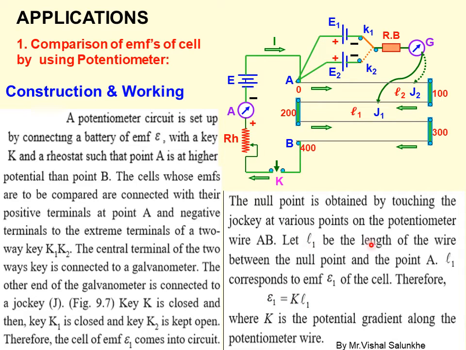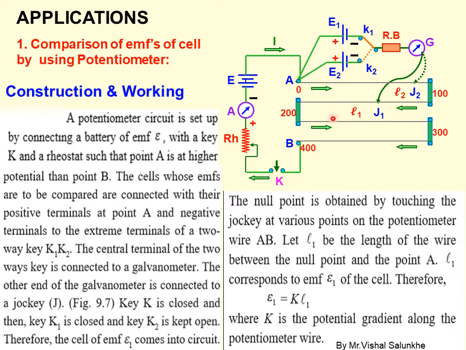So let L1 be the length of the wire between the null point and the point A, meaning the length of the wire from point A to the jockey. Wherever you got the null deflection, that point we consider. According to the principle of the potentiometer, EMF E1 is directly proportional to L1, that is E1 equals K L1. K is a constant called the potential gradient. This is our equation number 1.